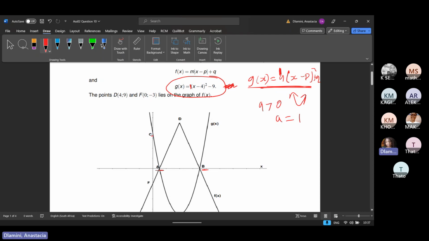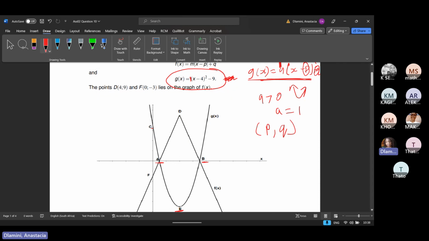Looking at the equation, this is a vertex form, meaning that if we have P and Q, the turning point will be given by P and Q. In this case, the turning point will be given by what?